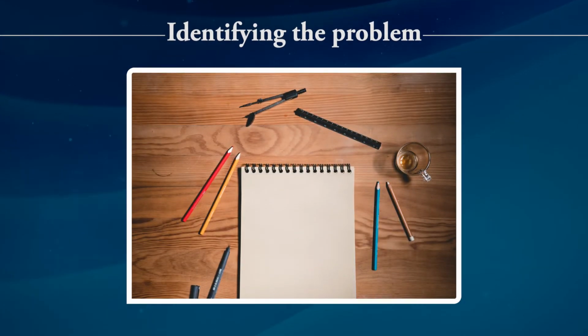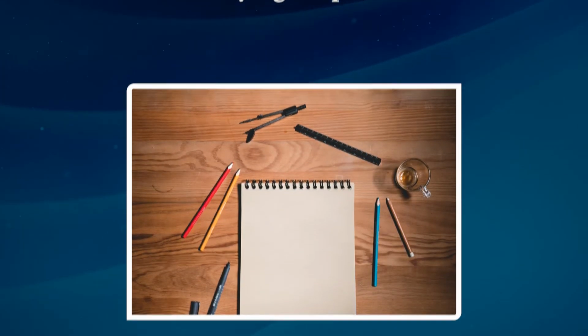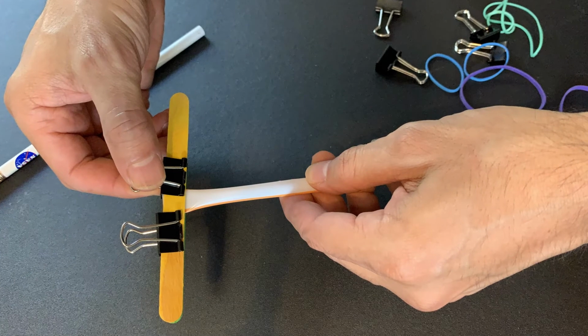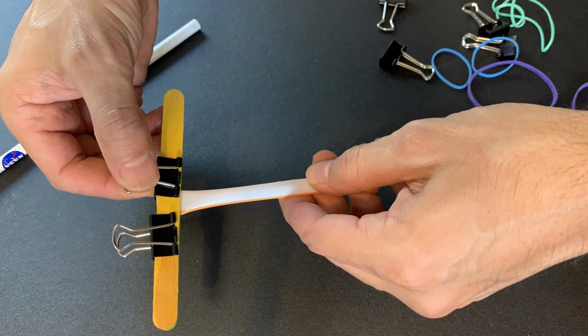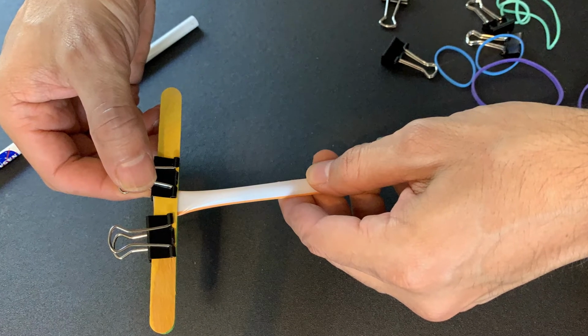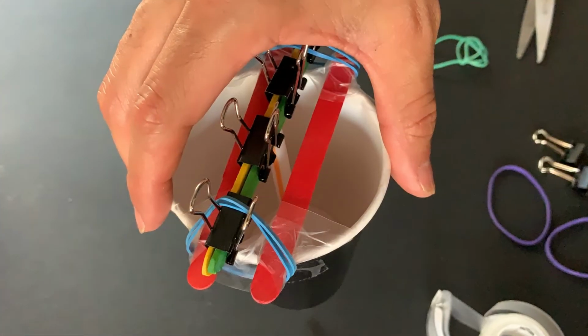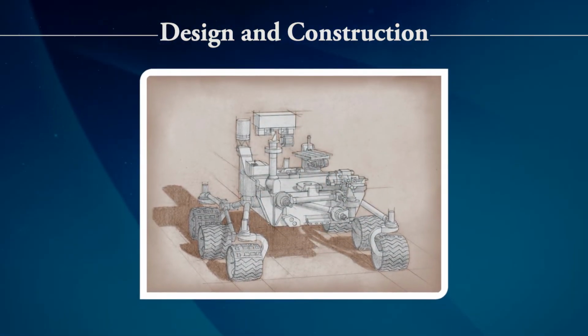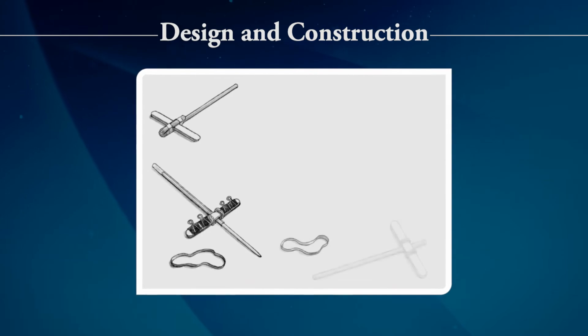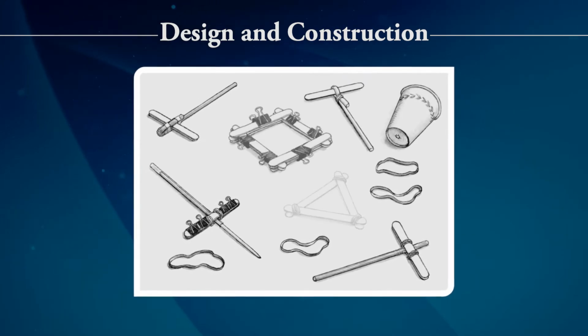Identifying the problem and brainstorming. What would you use to insert the straw into the potato or the modeling clay? What kind of frame would you need to make to hold the rubber bands and the straw? Design and construction. Below you will find some ideas for your design. Come up with your own design or improve on any of these.